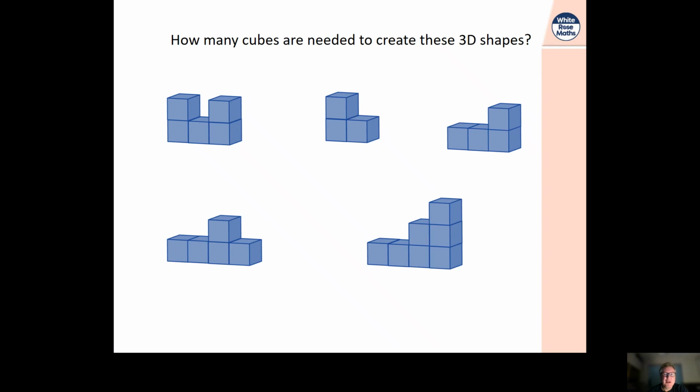So have a look at this. How many cubes are needed to create these 3D shapes? What I've done for you today is combine a refresher lesson and an extension lesson. So it's going to be a slightly longer session with me than you're used to. Just pick up a pen. When it says count the cubes, it literally means count the cubes. 1, 2, 3, 4, 5. Okay. Pause the video, have a go, and then we'll look at the answers.